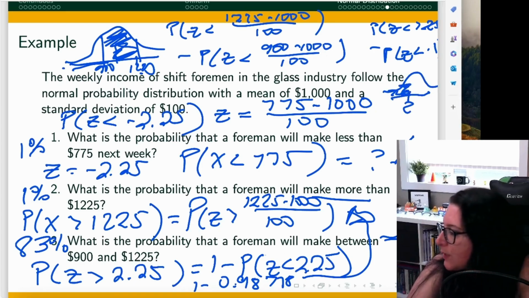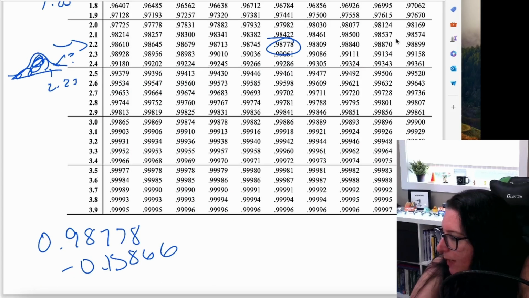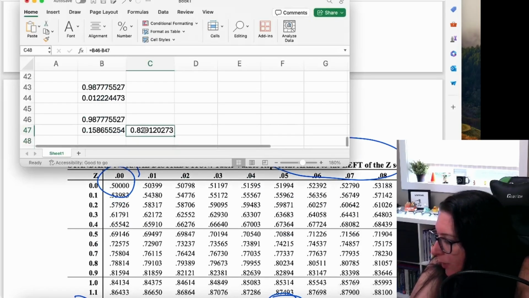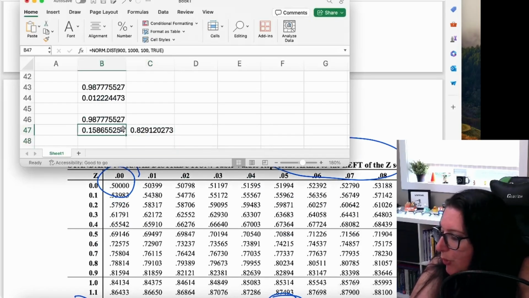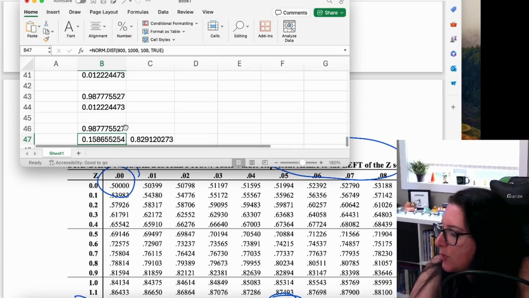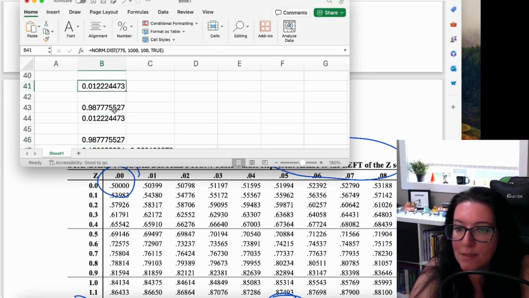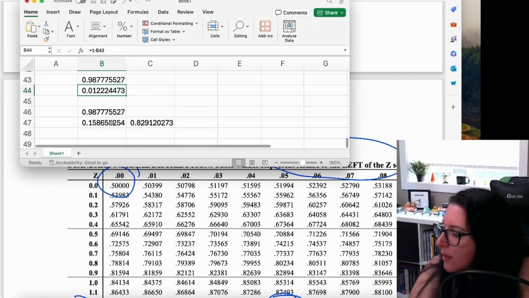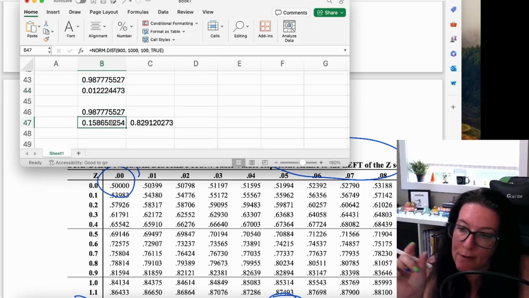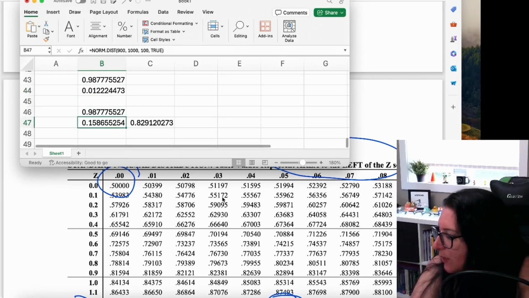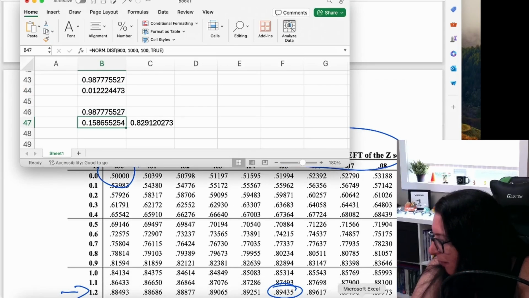So this normal table, check it. Make sure it's to the left, whichever one you're using. Or if you're using Excel, when you do cumulative equals true, it's going to go to the left, which means you then need to either be finding less than, or do 1 minus to find greater than, or subtract the 2 if you're trying to find the middle. Okay, so you'll need to be able to do that adjustment in order to find those probabilities.